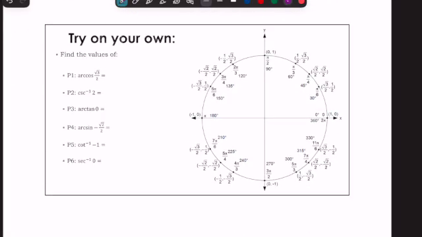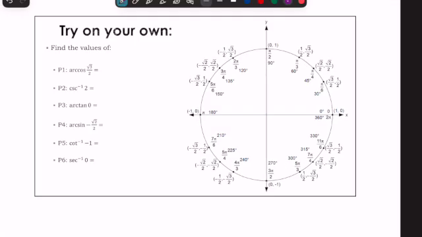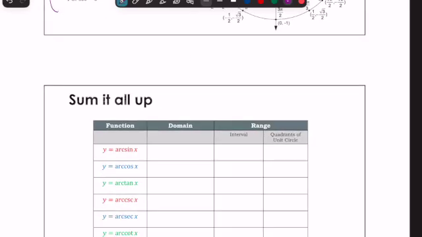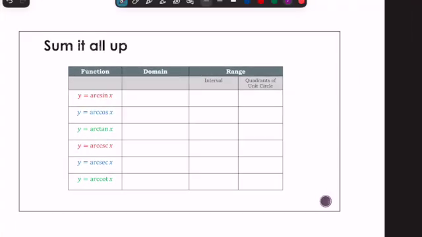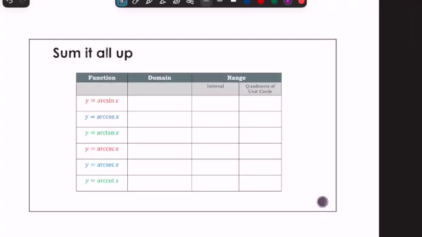Here are some try-on-your-own problems for you to practice. I want you to do those, and we will go over them on Thursday in class after St. Andrew's Day. Okay, so let's sum it up.